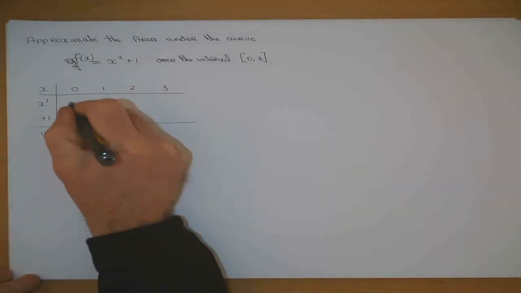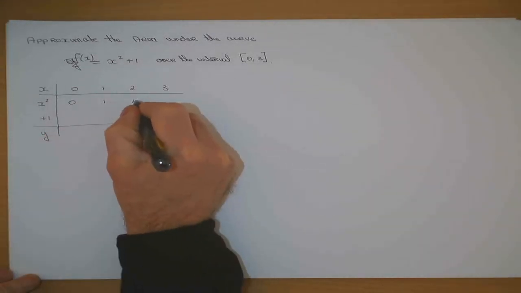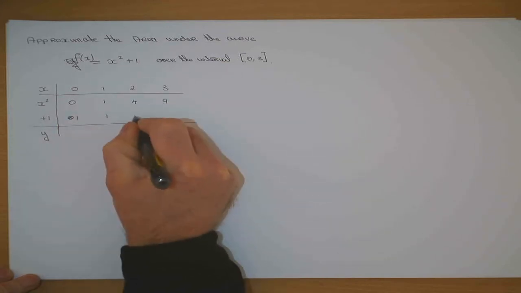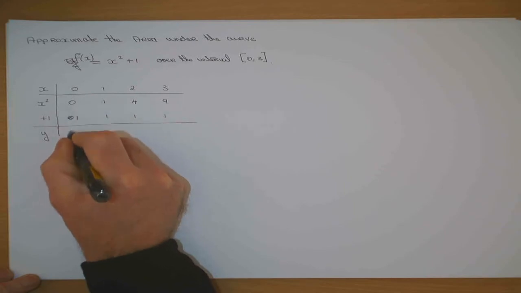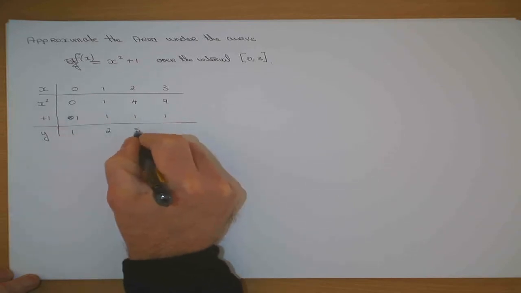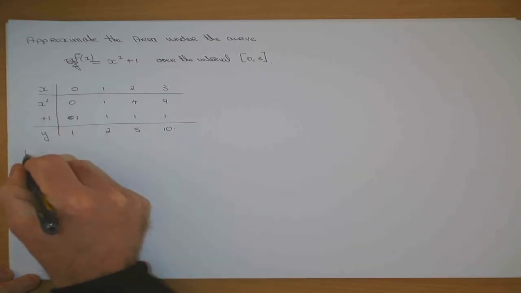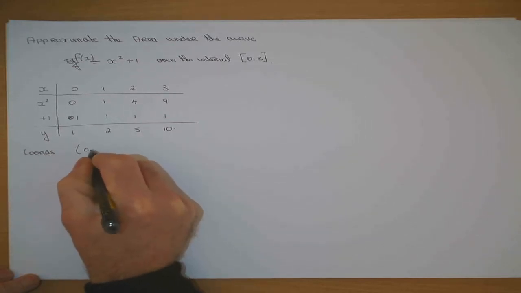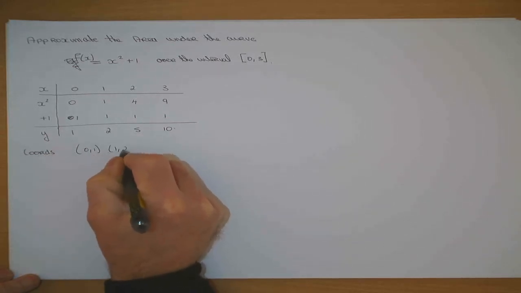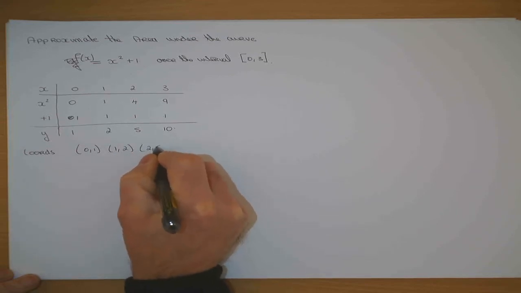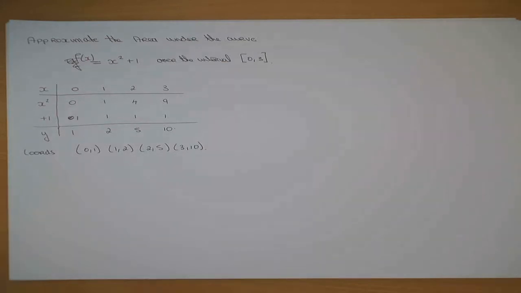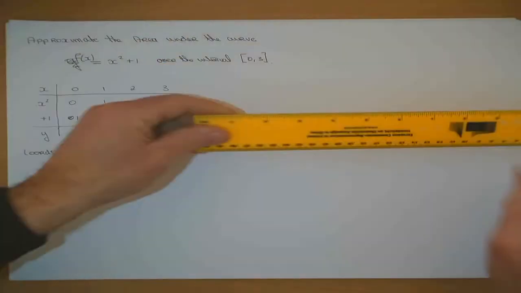For each graph point, I'll have to work out x squared plus 1, and then I get the y values. That's how you would have done it in junior cert: 0, 1, 4, 9, plus 1 gives 1, 2, 5, and 10. So my set of coordinates for this curve is (0, 1), (1, 2), (2, 5), and (3, 10). And that would allow me to draw my graph in that domain.